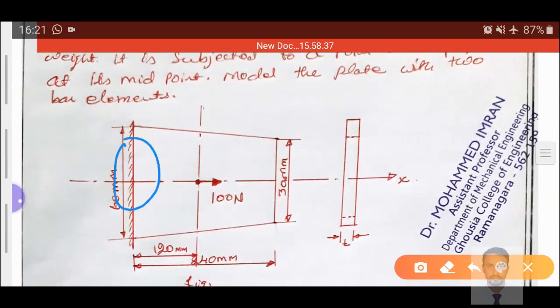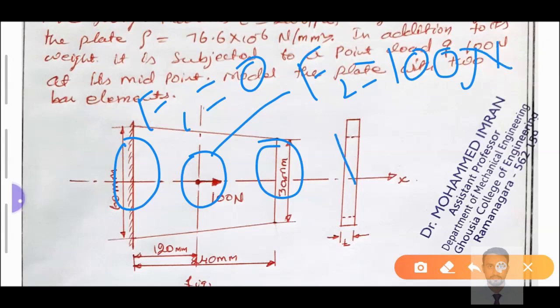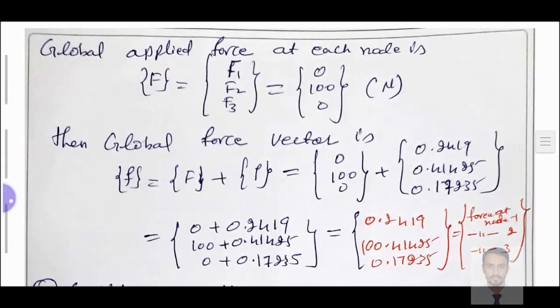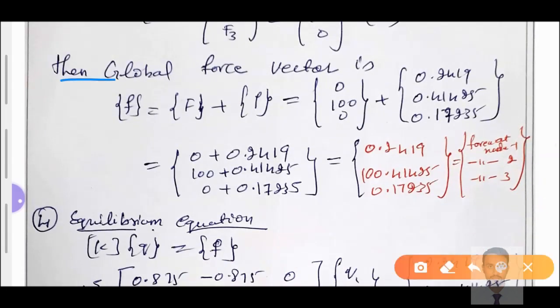Here the forces are F1, F2 and F3. F1 is equal to 0, F2 is equal to 100 Newton, F3 is equal to 0. That is the applied force in the member: F1 equals 0, F2 equals 100, F3 equals 0 Newton. Then we'll find the global force vector, F equals capital F plus rho.